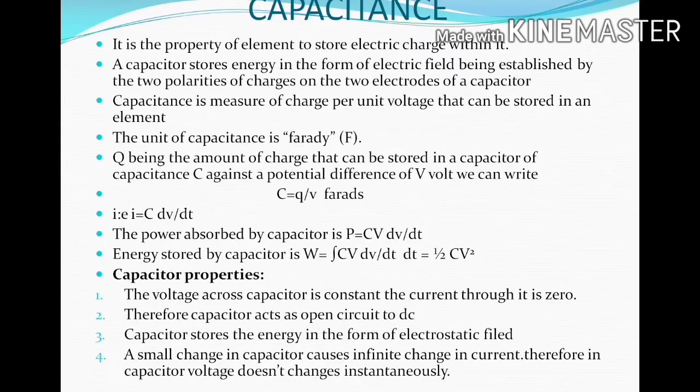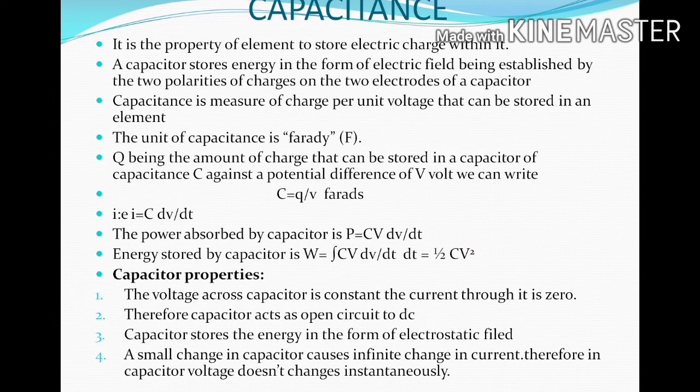Next, coming to capacitance. Capacitance is the property of an element to store electric charge. A capacitor stores energy in the form of an electric field established by the two polarities of charges on its two electrodes. Capacitance is a measure of charge per unit voltage that can be stored. The unit is farads, with Q being the charge stored in a capacitor of capacitance C against a potential difference V. So C equals Q by V.